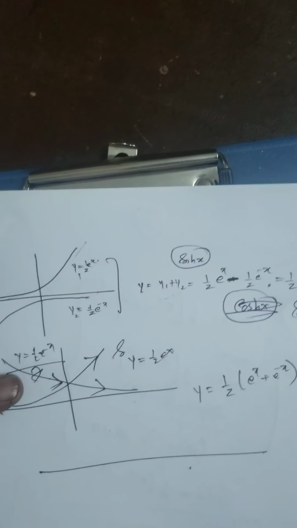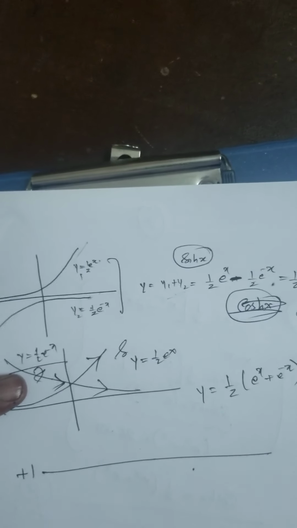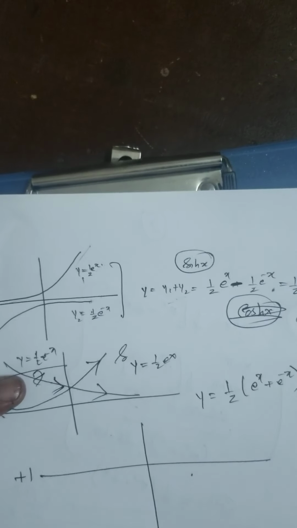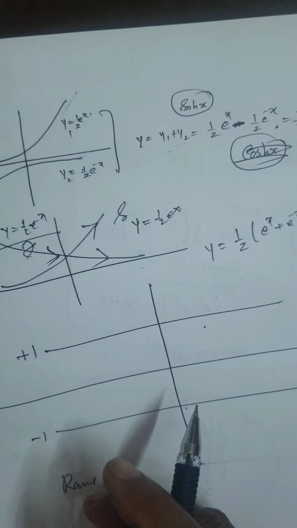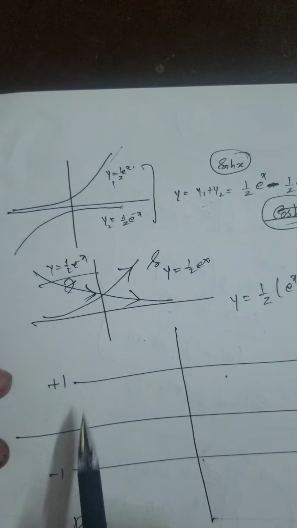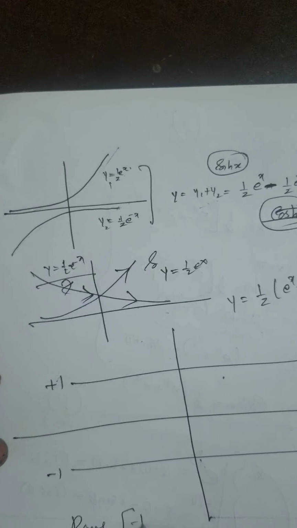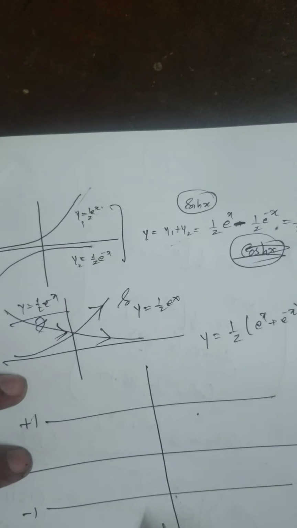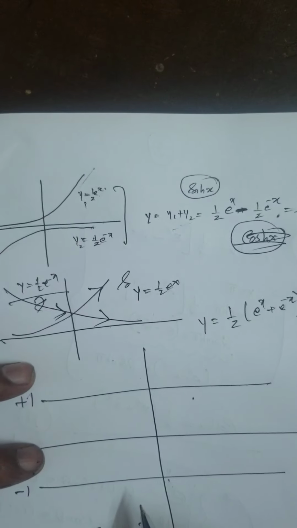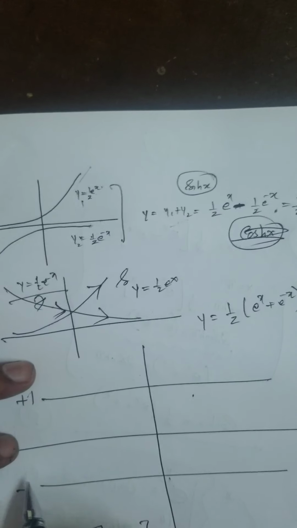Another question. Because plus 1 and minus 1, this is the range, right? What is the range here? The range is plus 1 and minus 1. What is the domain? Domain is tan x.